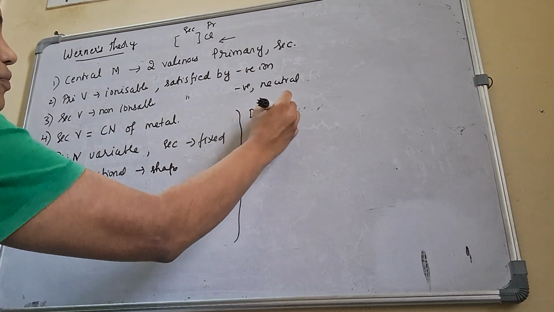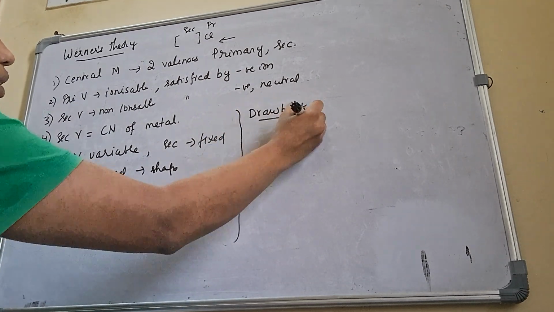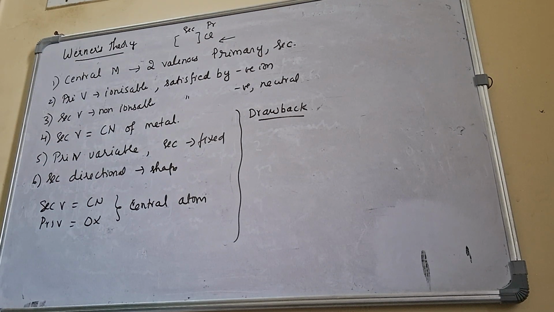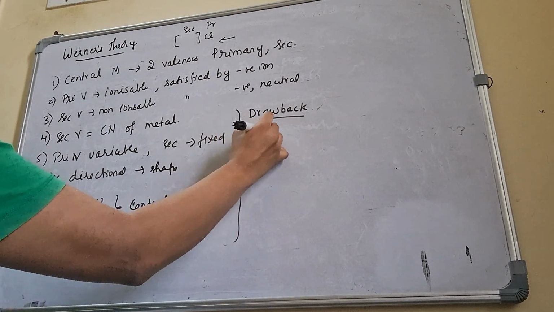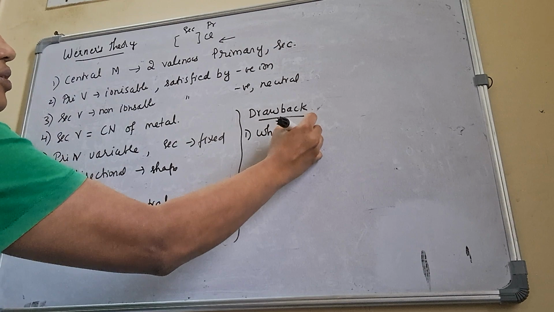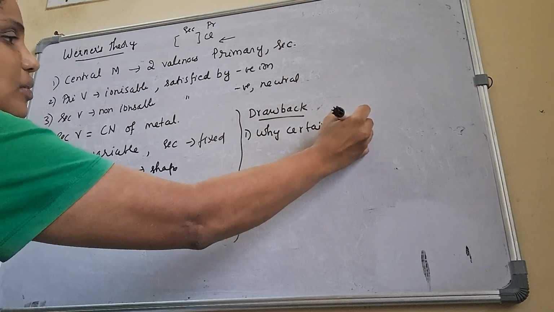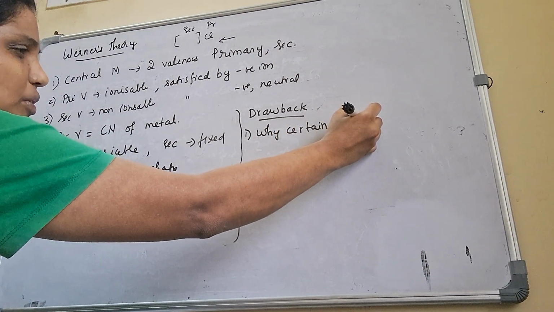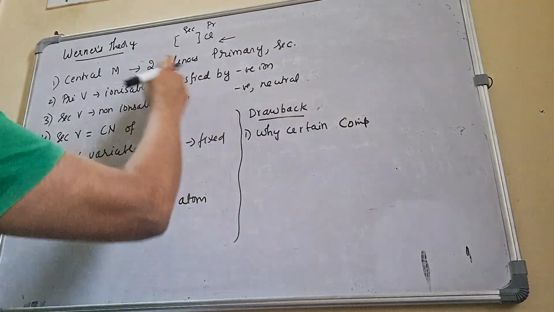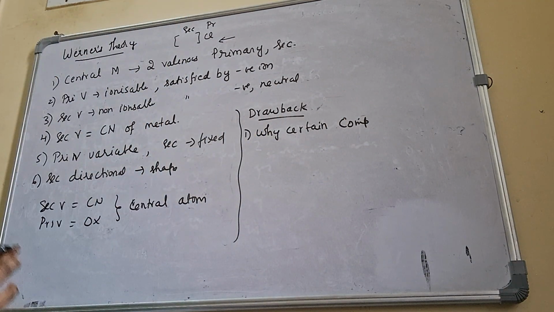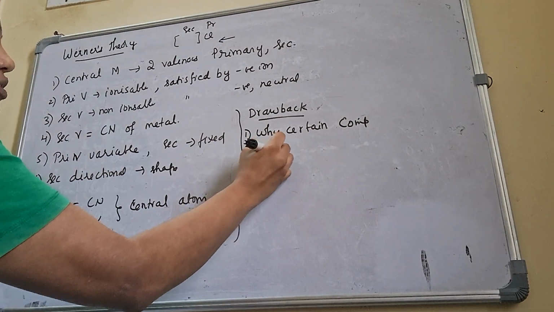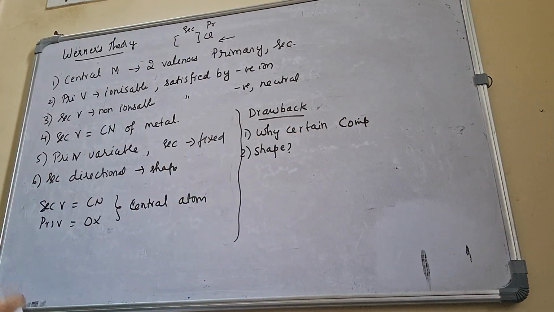Let us write the drawbacks. So these were the first theory which Werner gave. The drawback is that he could not understand why only certain compounds show complexes. Why is a complex ion formed only in certain compounds? He could not explain that. Second, he could not explain why the secondary valency shows the directional property. How is it getting shape?